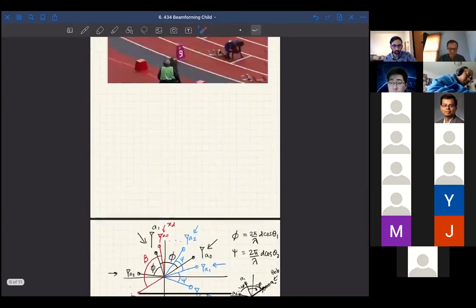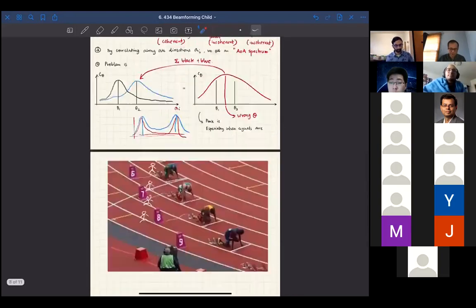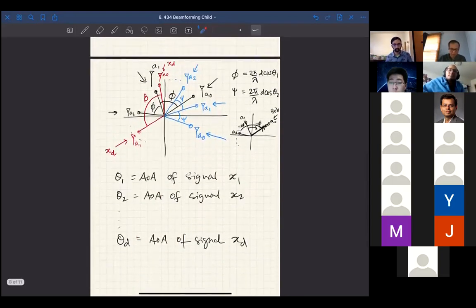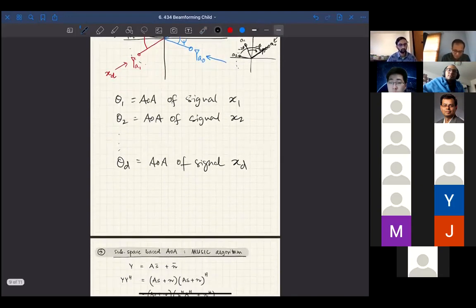last class we talked about delay-sum beamforming and so forth. One point I want to make is the following.